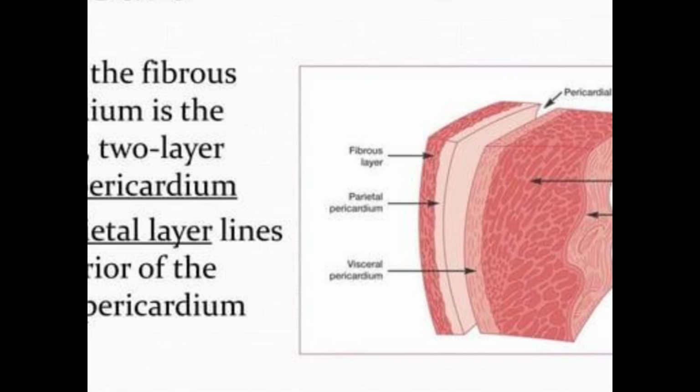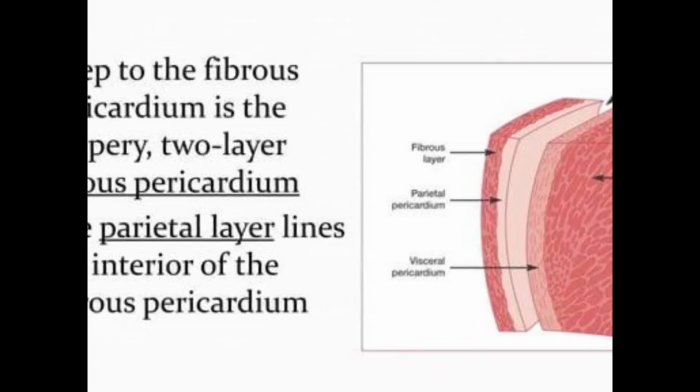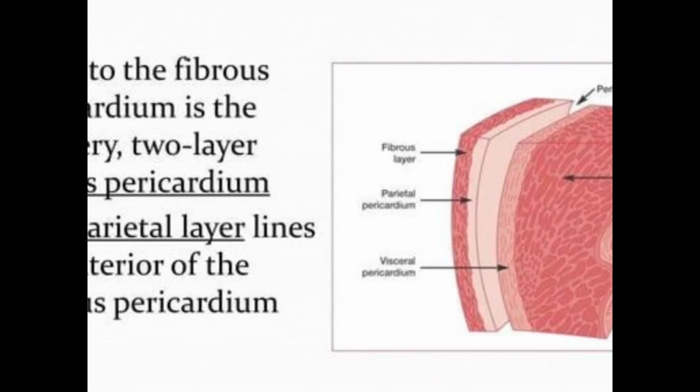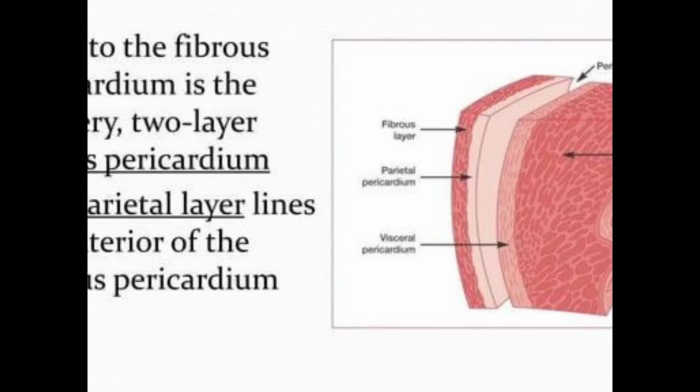The outer layer is the fibrous layer, the outermost layer, the pericardial outer layer. Next is the parietal pericardium, and inward from it is the visceral pericardium. Inside that is the myocardium, and the innermost layer is called the endocardium. This is the arrangement of layers in the heart.